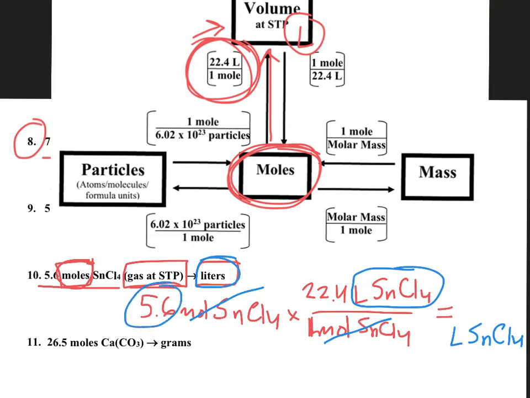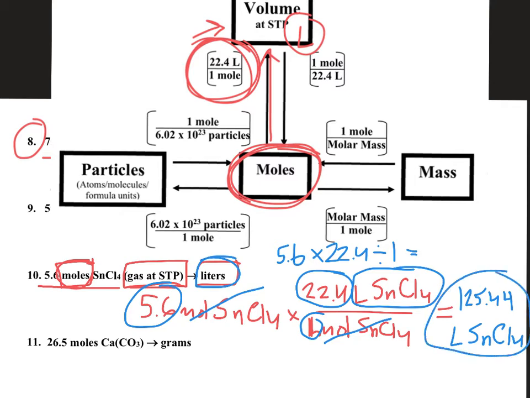Now I'm going to take the first number I start with, multiply by the top, divide by the bottom. So that's going to be 5.6 times 22.4 divided by 1. And when I throw that into my calculator, what I end up getting is 125.44 liters of tin 4 chloride. There we go. We got our answer for that using our mole map. Let's move on to number 11.